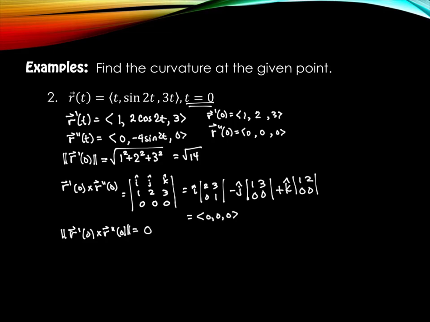is also 0. So kappa, the curvature, is going to equal 0, because that's the magnitude on top, divided by the square root of 14, which happens to be cubed, sort of irrelevant because 0 is on top, but it is cubed. And this curvature would then be 0. Okay, so there's no curvature happening at that point.